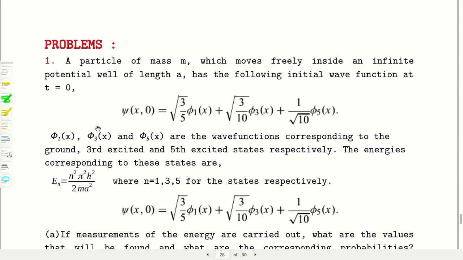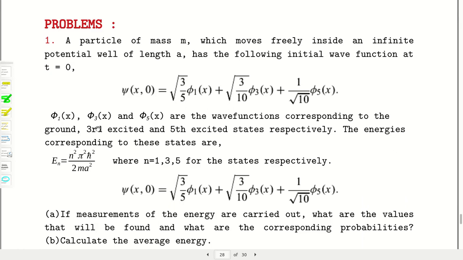So now take some examples of measurement of expectation values. The first problem states that a particle of mass m which moves freely inside an infinite potential well of length a has the following initial wave function at t equal to 0, which looks like this, where phi 1, phi 3, phi 5 are the orthonormal sets of eigenfunctions.